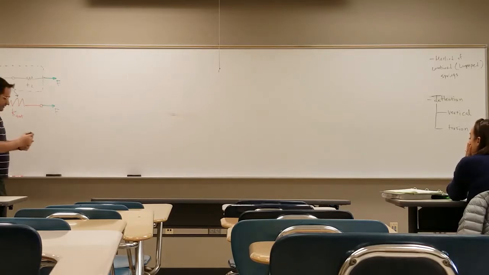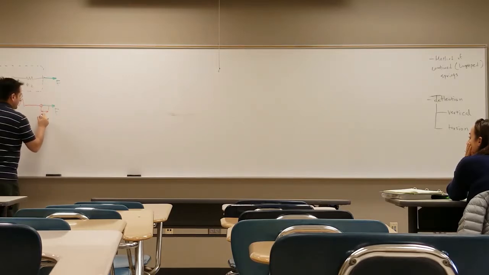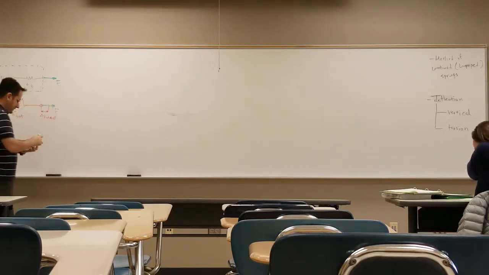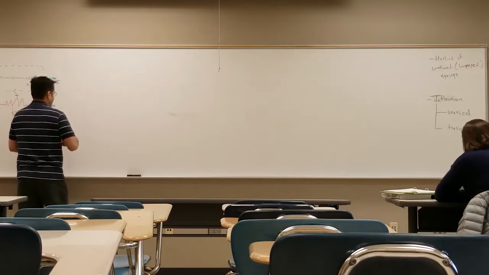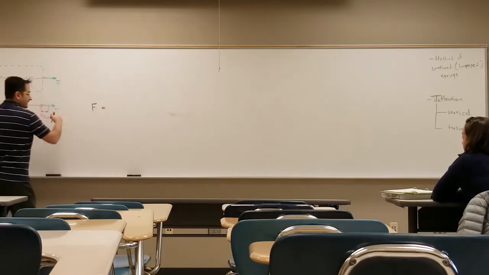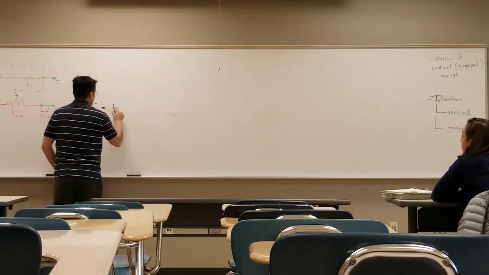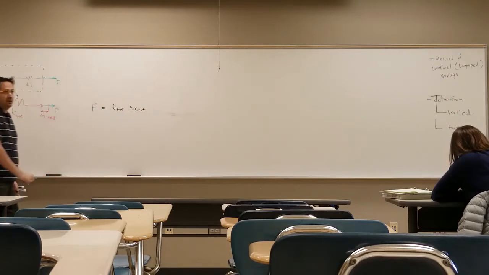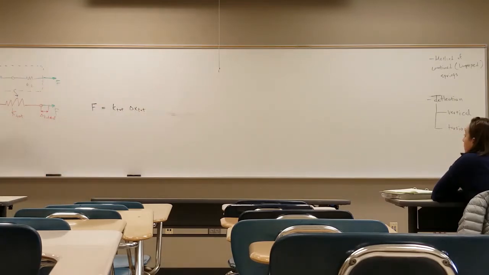Well, in order to find that, I say that this guy has deflection. Let's call it delta X total. So if you apply force here, it's going to deflect by an amount, say, delta X total. For the equivalent spring, you can write F, the force at the end, is equal to K total delta X total. Right? So what can I write for delta X total?